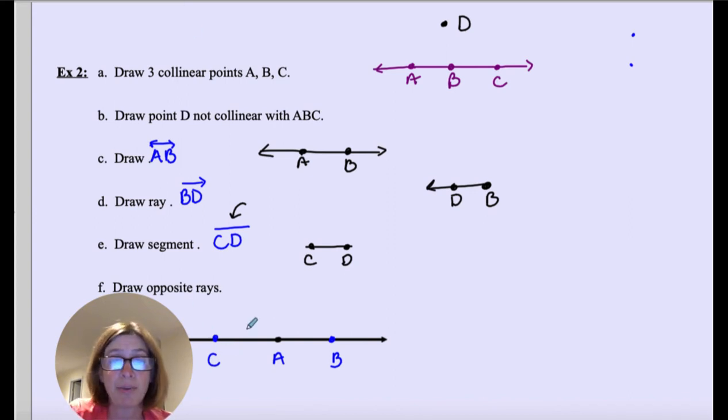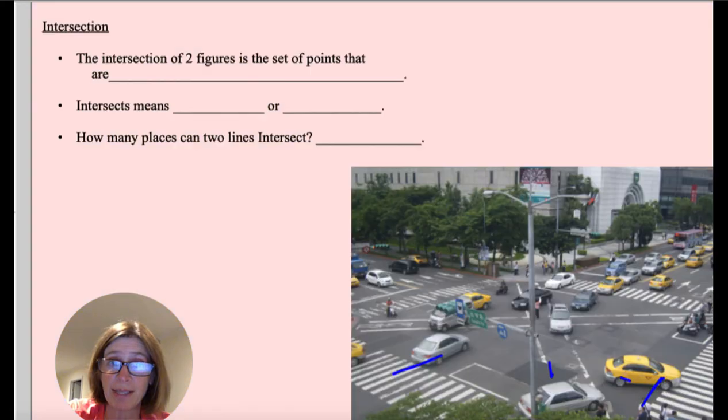Okay? Opposite rays. Okay, so we would say that AB, ray AB, is opposite to ray AC. They have to have the same endpoint if they are opposite rays. Okay? All right, so now we can draw things.